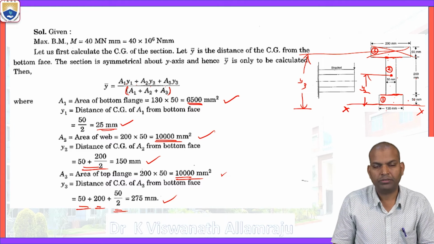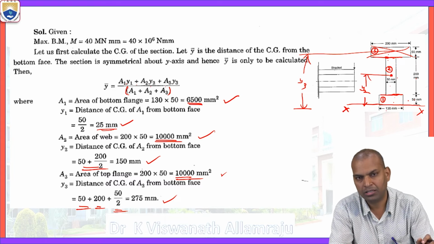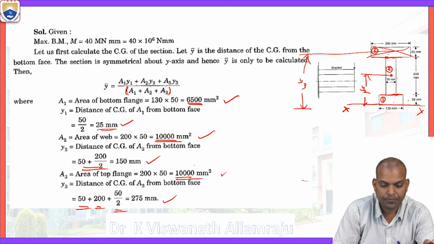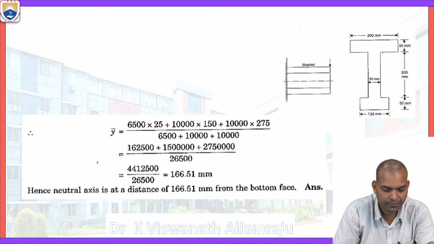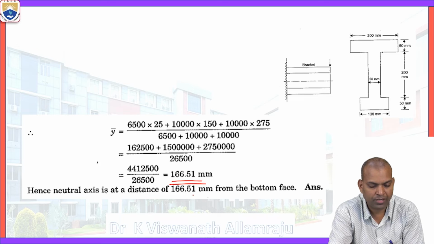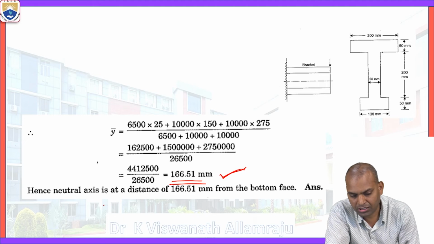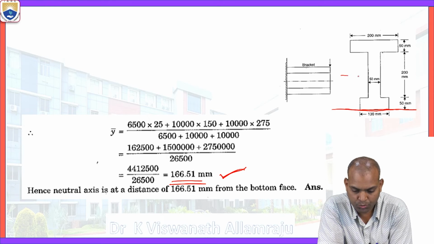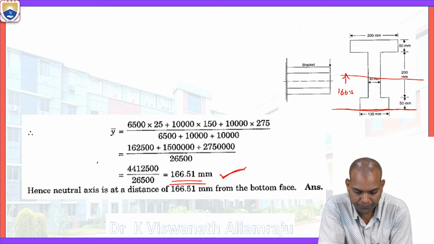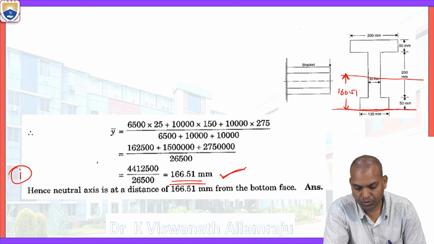Substitute all these values A1, Y1, A2, Y2 and A3, Y3 in the formula of bar Y, that is A1 Y1 plus A2 Y2 plus A3 Y3 by A1 plus A2 plus A3. Then we can calculate the distance of neutral axis, that is the location of the neutral axis. After substitution, the bar Y value is 166.51 millimeter. So the neutral axis is at a distance of 166.51 millimeters from the bottom face. That is the first objective. The first objective was achieved.